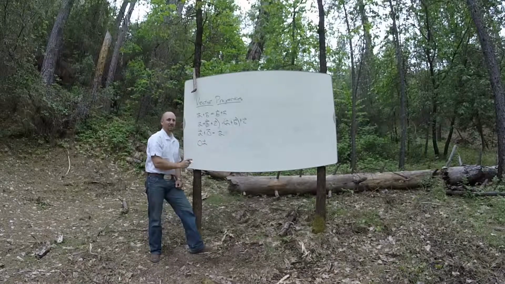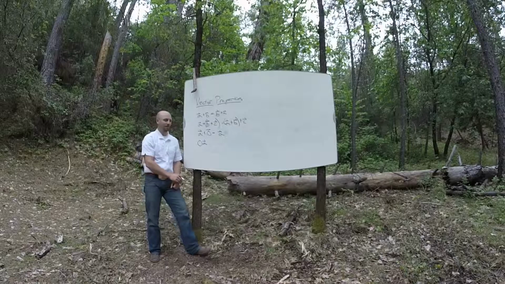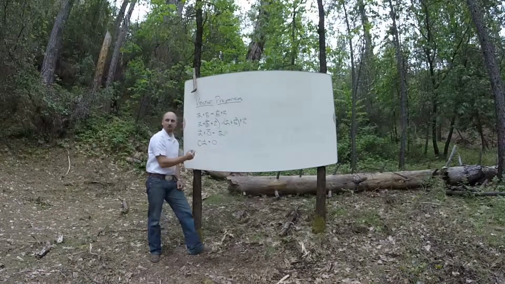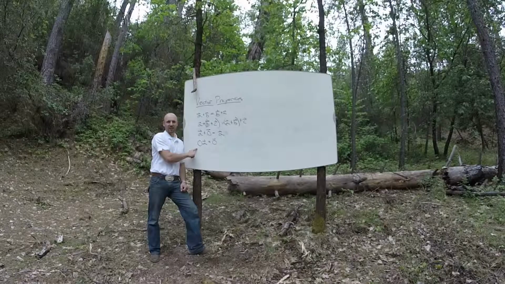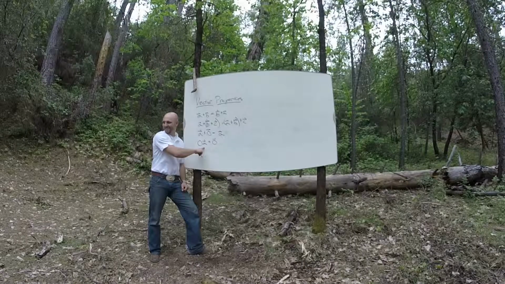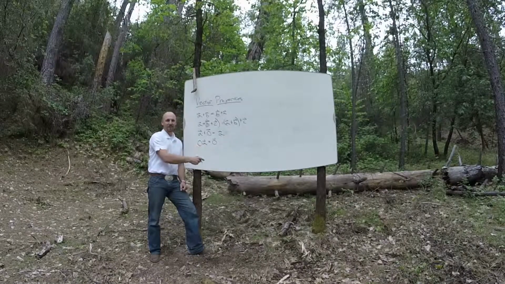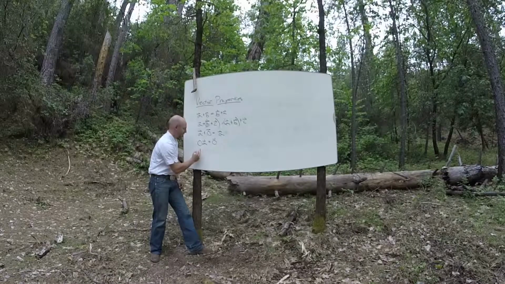Zero times a vector. That just becomes the zero vector. Oh, that one's not on here. Zero as a scalar times any vector at all, right? It's going to give you the zero vector. This one's on there for sure.